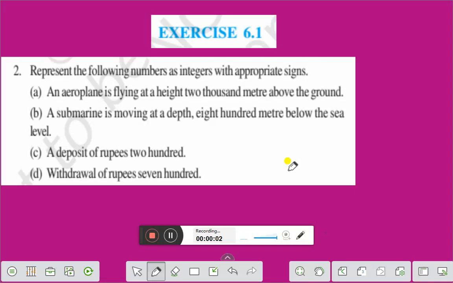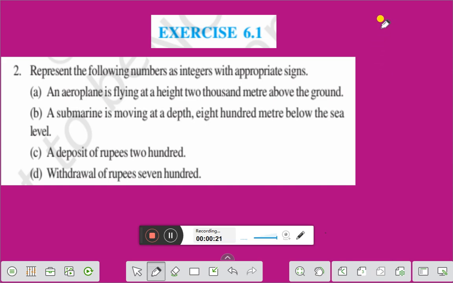Hello everyone. Today we shall discuss exercise 6.1 question number 2. Represent the following numbers as integers with appropriate signs.